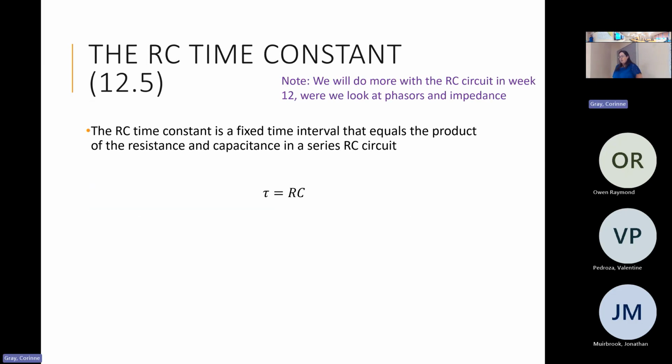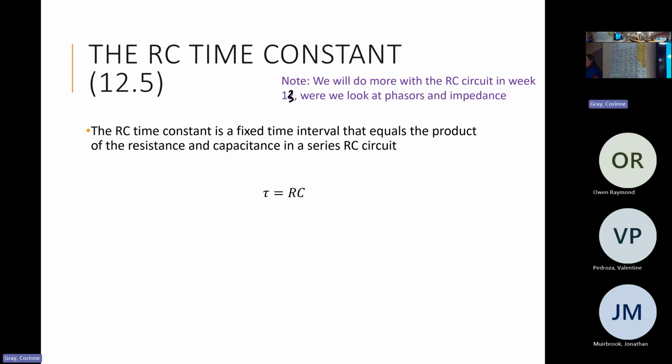So this is our first time constant equation. And I say first, we will see, it's going to end up being in week 13. We're going to see multiple time constants pop up as we go through and deal with our other circuits. So here we are doing an RC circuit, a resistor capacitor circuit. And if we look at our equation here for time constant, it's going to be the resistance times the capacitance value.